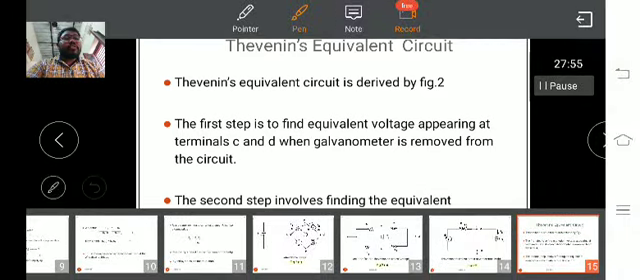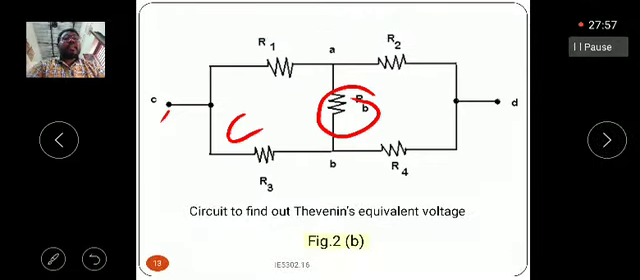Here the circuit shows the equivalent resistance. Between C and D, we short the source, and then we get these two arms connected in parallel. Then again this is in series. Based on that we calculate the total equivalent resistance. The total equivalent resistance is the RTH, that is called the Thevenin's equivalent resistance between the terminals of C and D.